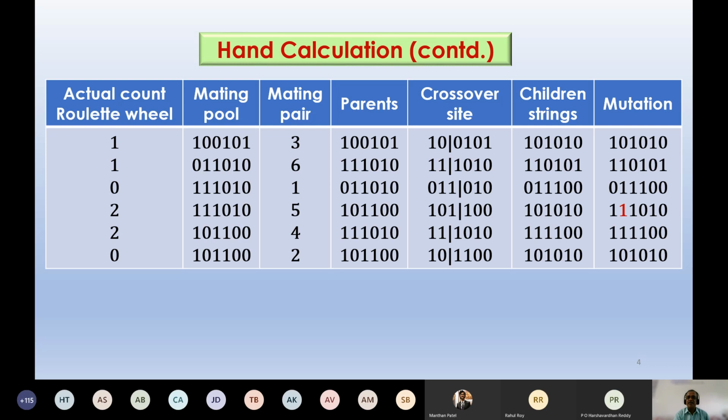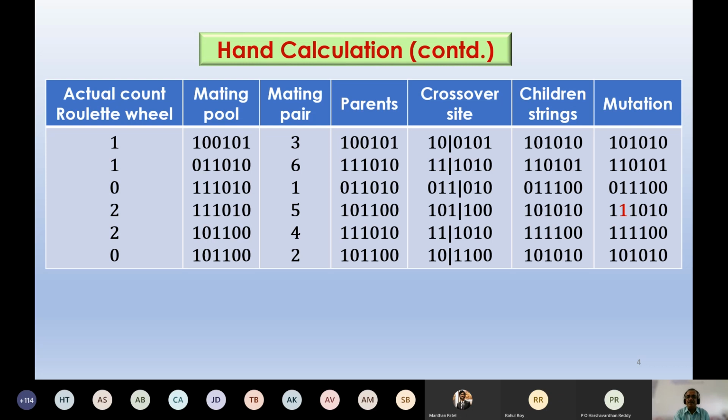How to check? Once again, let me repeat. You concentrate on the first bit. Here, do the coin tossing with the probability of appearing head, and this probability is 0.03. If head appears, that is a success. That means the mutation will be taking place. 1 will be converted to 0, and 0 will be converted to 1.